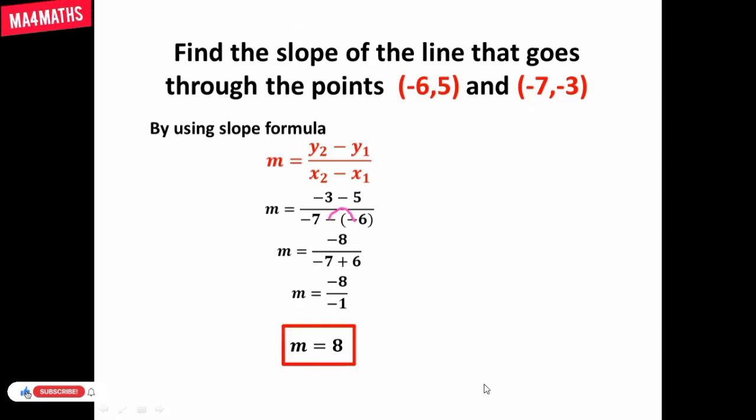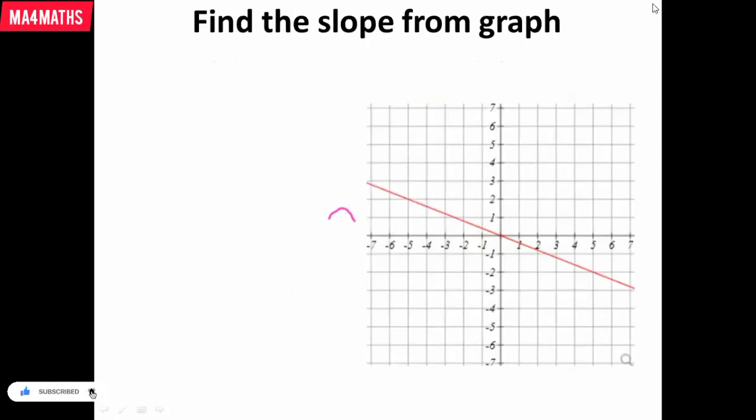Now the second question is to find the slope from the graph. We need to find the slope from the graph.